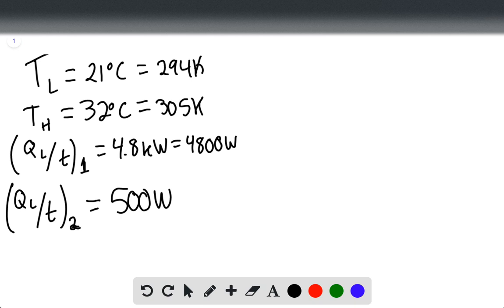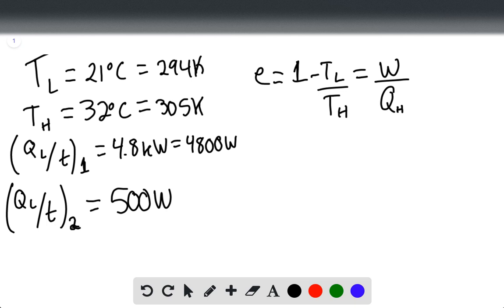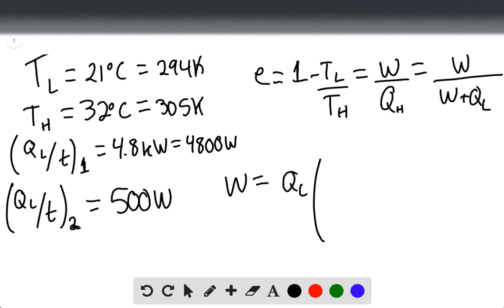So we can find the electrical power saved by saying, okay, E, the efficiency, is equal to 1 minus T sub L over T sub H. We're going to assume that this works ideally, and we can say that this is going to be equal to the work divided by Q sub H. And we can further define this. This is going to be equal to work over work plus Q sub L, and we can solve for work and say work is going to be equal to Q sub L times T sub H divided by T sub L minus 1.